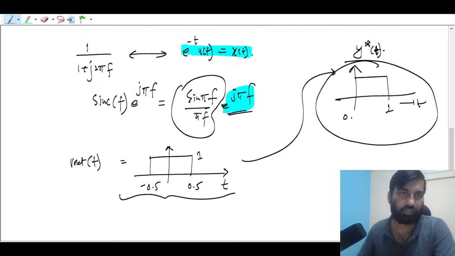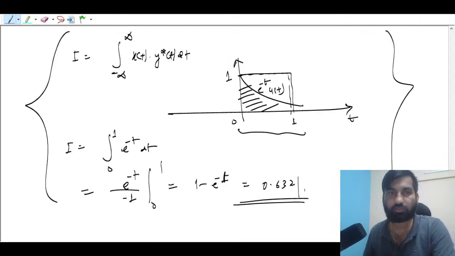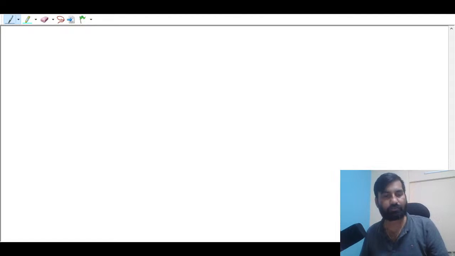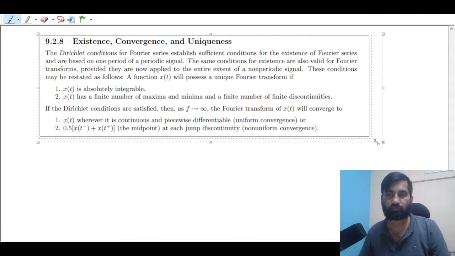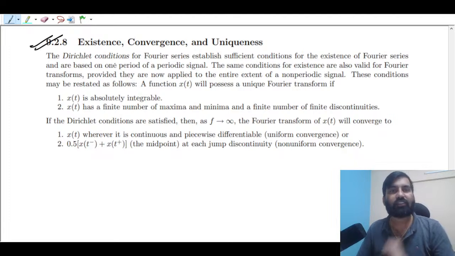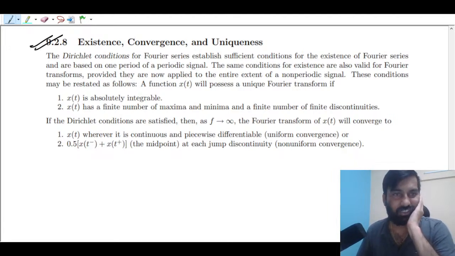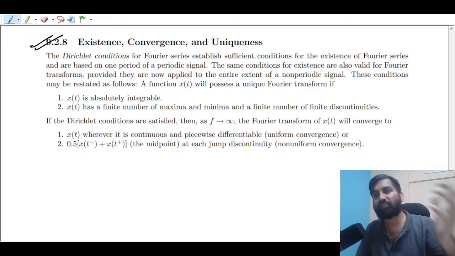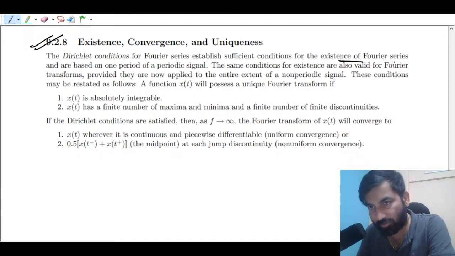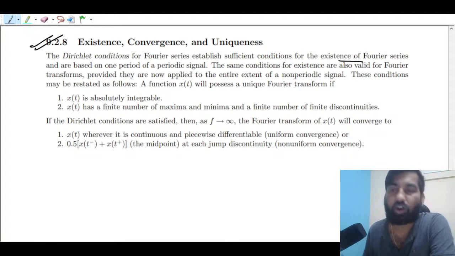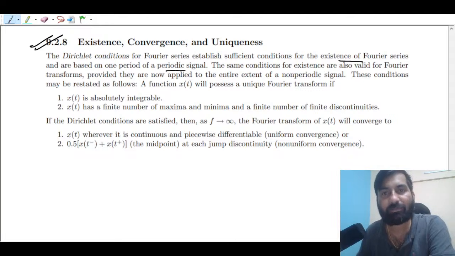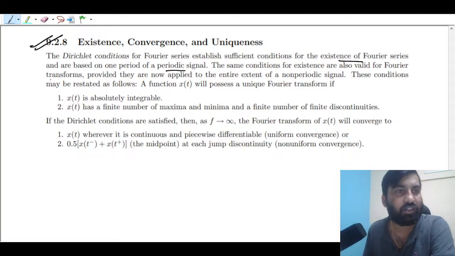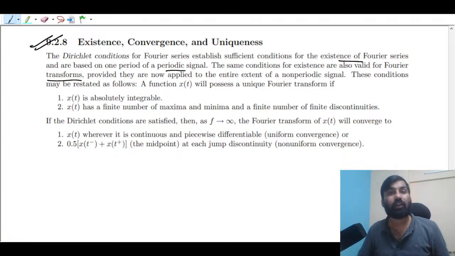I'm going to take this snapshot here and show you. We'll talk about existence, convergence, and uniqueness. The Dirichlet conditions for Fourier series establish the sufficient condition for the existence of the Fourier series coefficients, and are based on one period of the periodic signal. The same conditions for existence are also valid for the Fourier transform, provided they are now applied to the entire extent of the non-periodic signal, right?